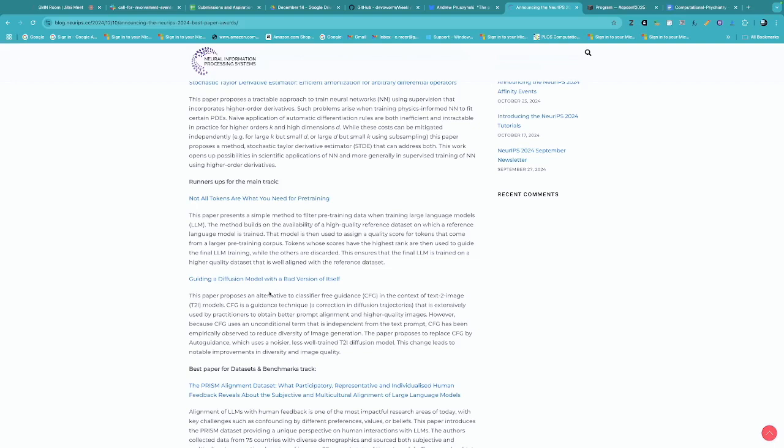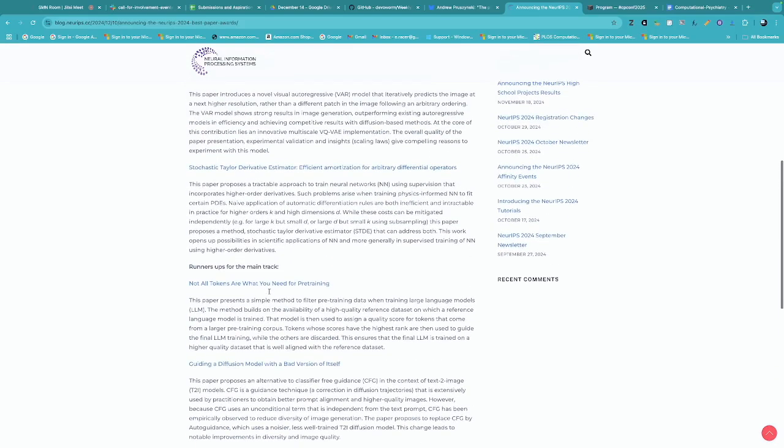However, because CFG uses an unconditional term that is independent from the text prompt, CFG has been empirically observed to reduce diversity of image generation. The paper proposes to replace CFG by autoguidance, which uses a noisier, less well-trained T2I diffusion model. This change leads to notable improvements in diversity and image quality.